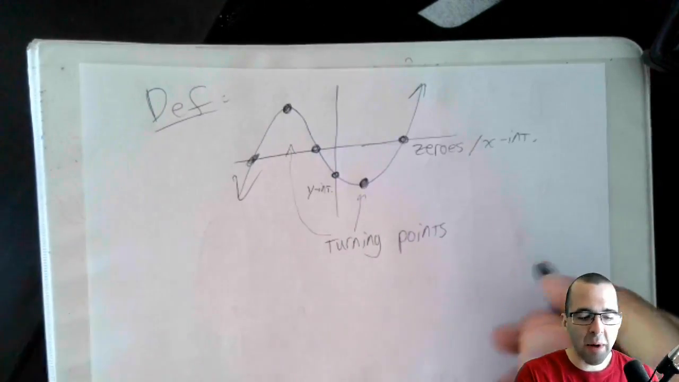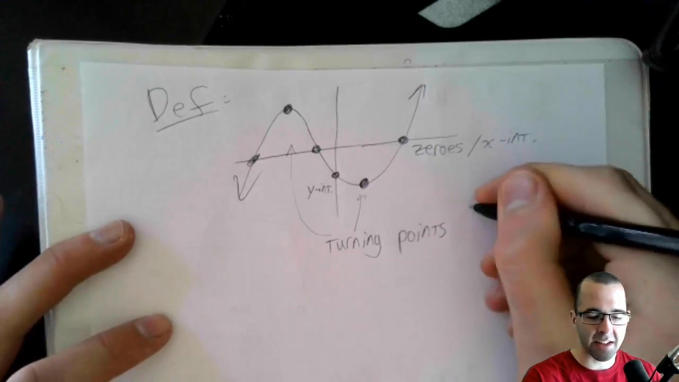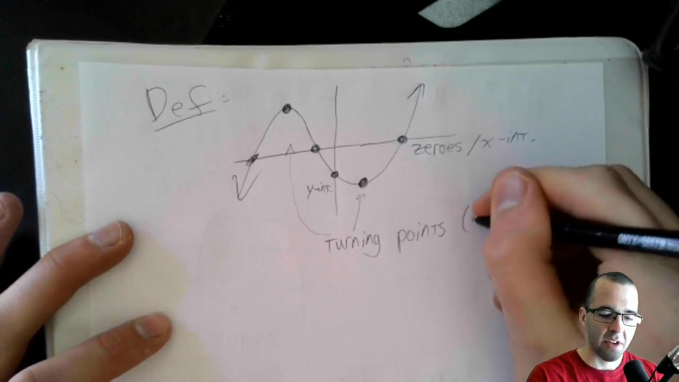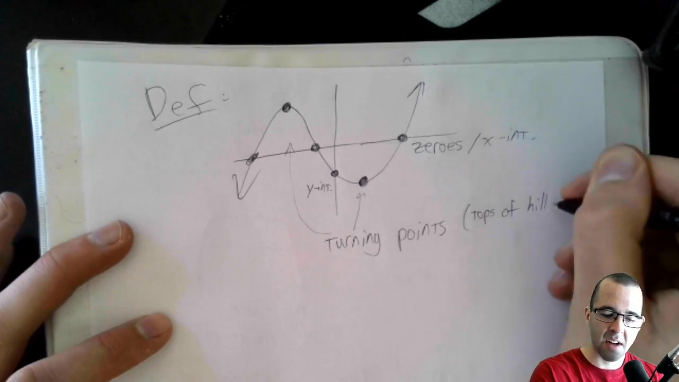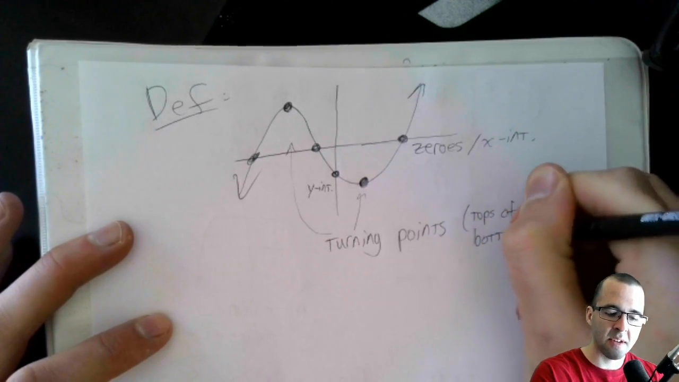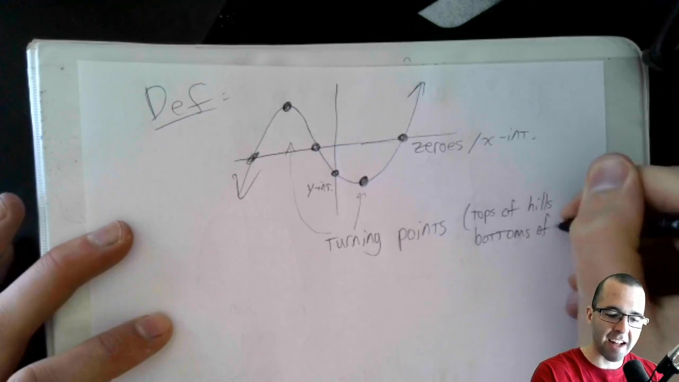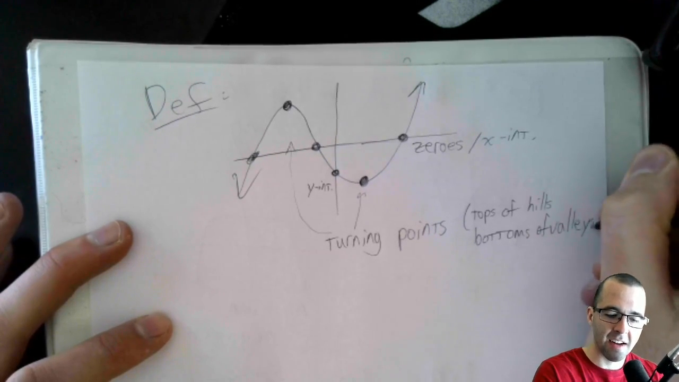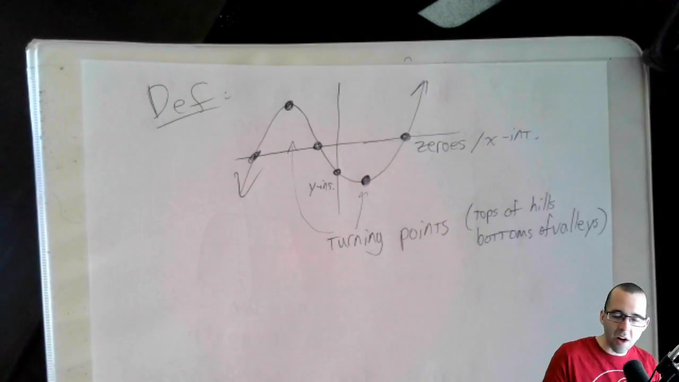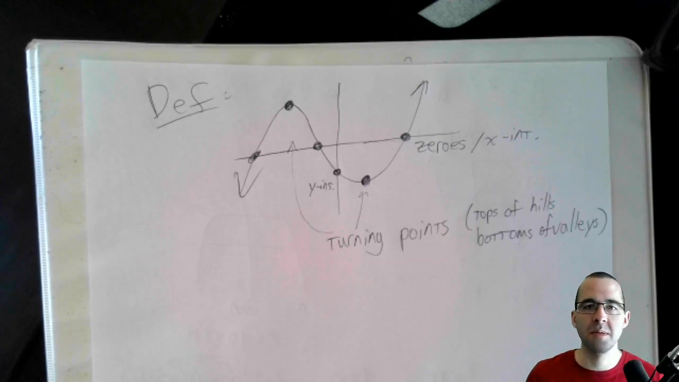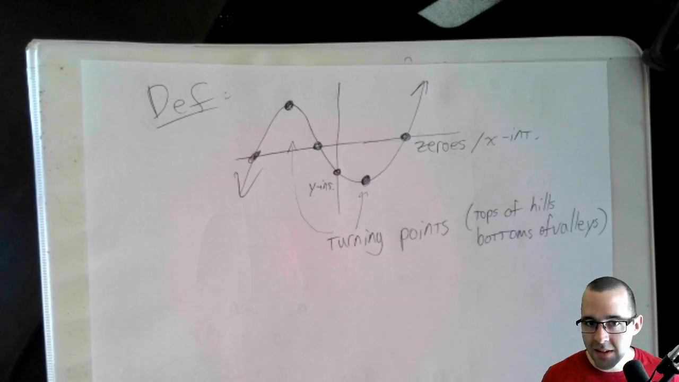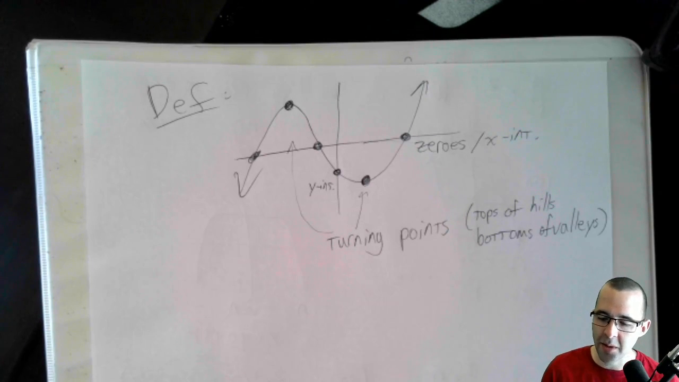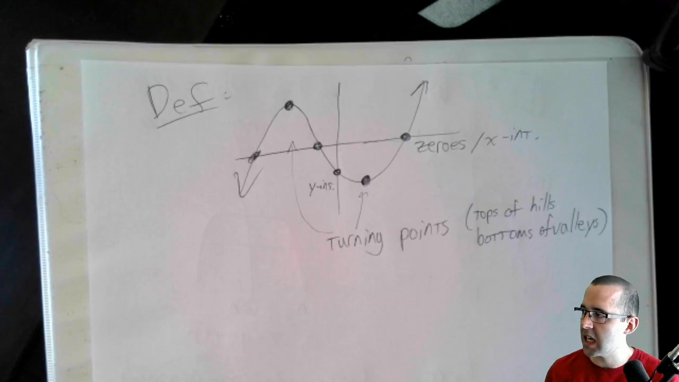So notice the interesting thing about turning points. These are the hills and the valleys. Tops of hills. Bottoms of valleys. And these are what are also called local minimums and local maximums. Also known as local extrema. But here we're going to be talking about them as turning points. All right, we're going to talk mostly about turning points on Monday.